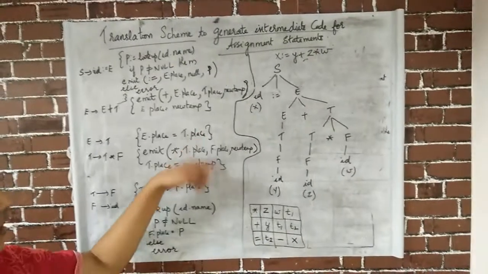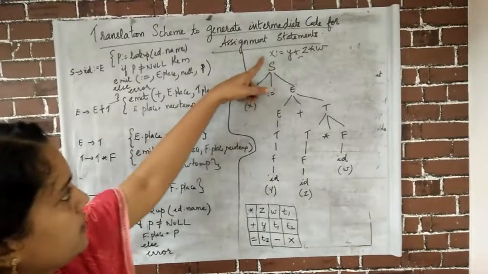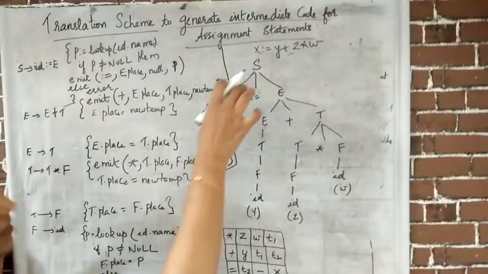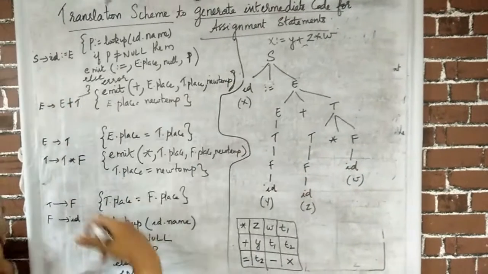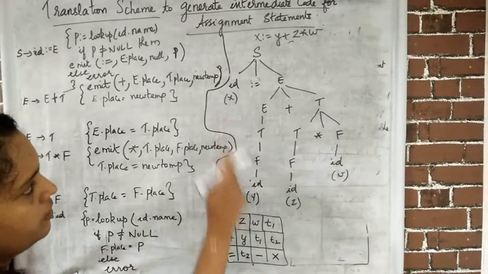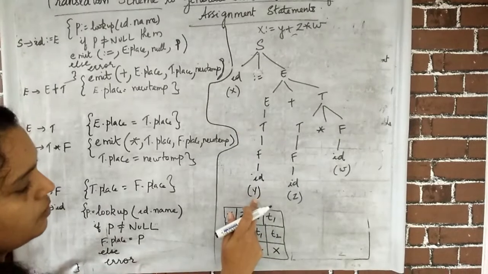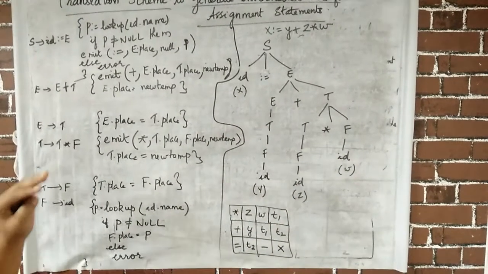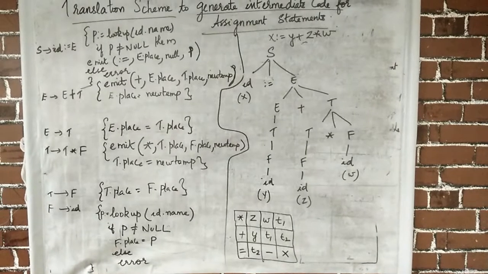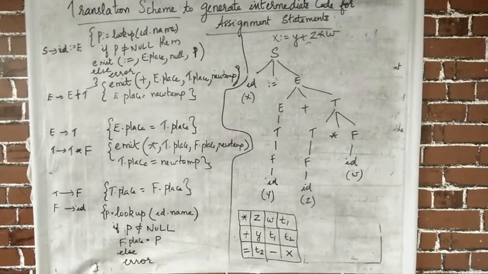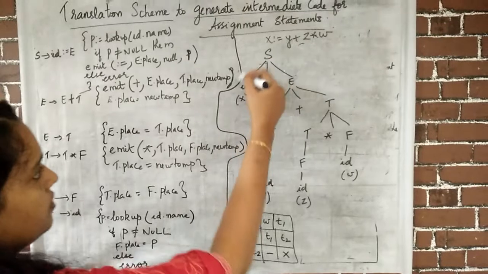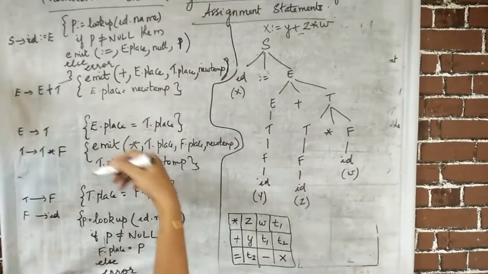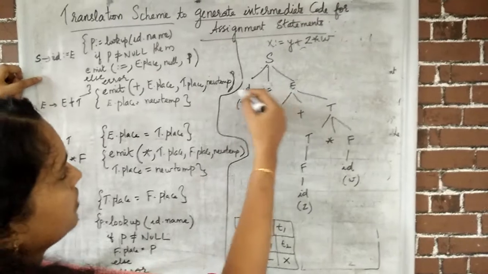So this is the parse tree for the arithmetic expression x is equal to y plus z star w. We have constructed a parse tree using the given production rules. Now let's see how, whenever it is evaluated, it is going to generate the intermediate code. Okay, so here we are evaluating. S produces ID, we don't have any production like that. Equal to, okay, it is skipped.